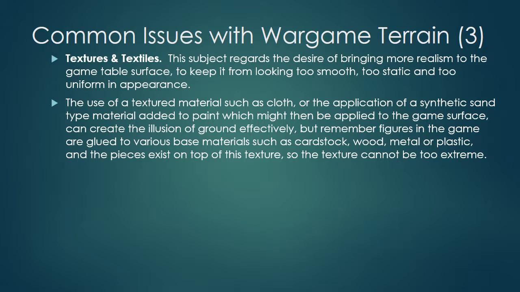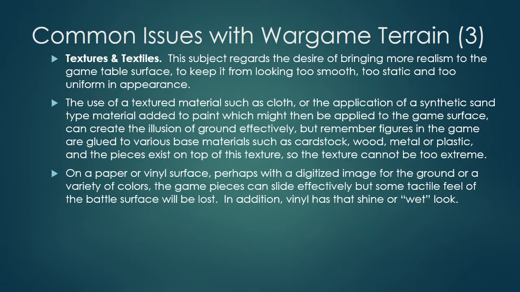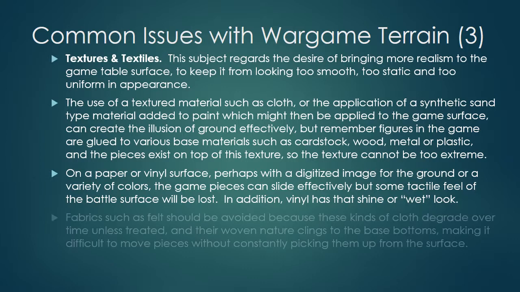can create the illusion of ground effectively, but remember, figures in the game are glued to various base materials such as cardstock, wood, metal, or plastic, and the pieces exist on top of this texture, so the texture cannot be too extreme. On a paper or vinyl surface, perhaps with a digitized image for the ground or a variety of colors, the game pieces can slide effectively, but some tactile feel of the battle surface will be lost. In addition, vinyl has that shine or wet look.